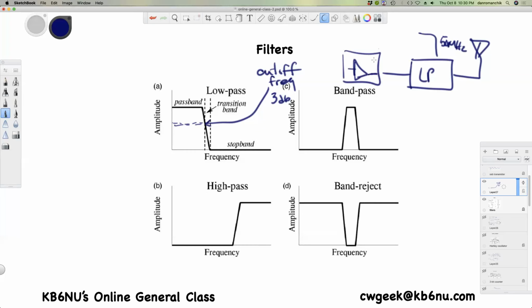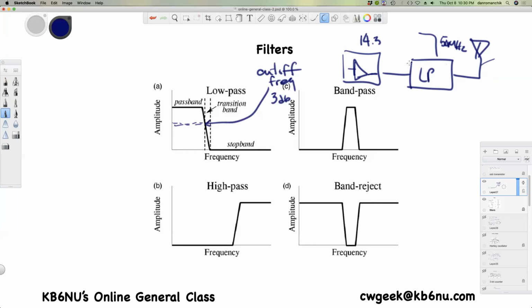your amplifier may generate spurious signals above whatever frequency band you're on. If you're on 20 meters, say you're at 14.3 megahertz, you could generate a fourth harmonic at 57 megahertz. Well, if you pass the signal through a low pass filter, then you're going to filter out that 57 megahertz signal, and you're not going to radiate it. So that's how you'd use a low pass filter.